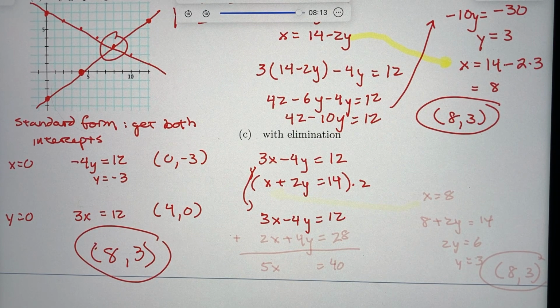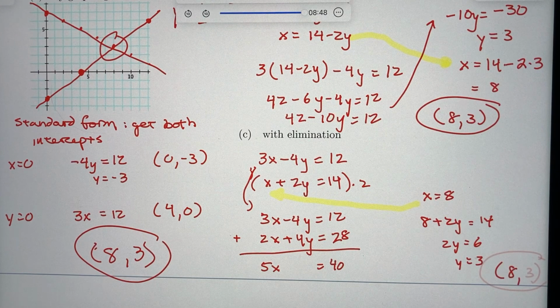Doubling the second equation, I have 2x plus 4y. I always set it up so that when you add, it cancels. Okay, so I'm adding to cancel the 4y's. So 5x is 40. Oh, x is 8. Plug that into either of the other equations. I'm going to plug it in here. So 8 plus 2y is 14. Subtract off 8. And y is 3. And we have 8, 3 again. Yay.